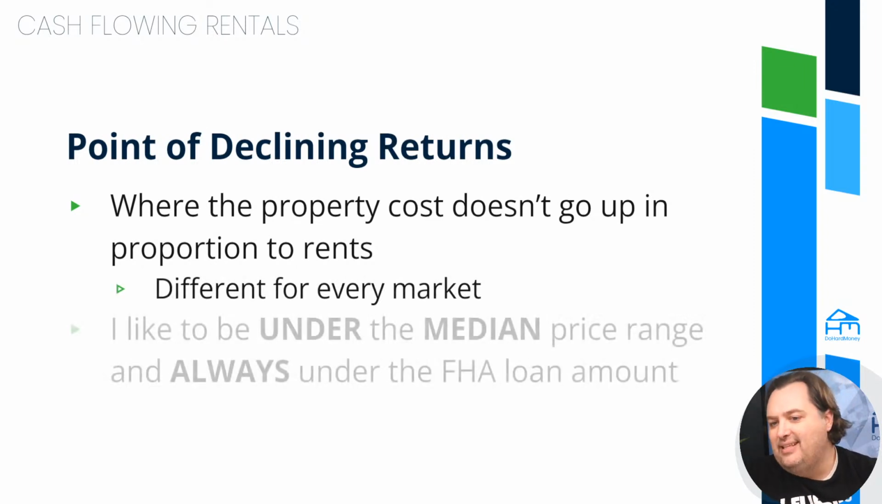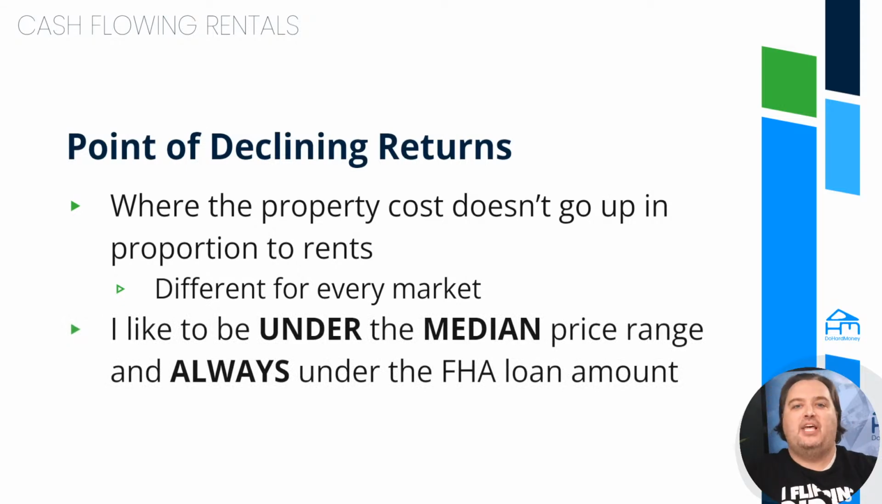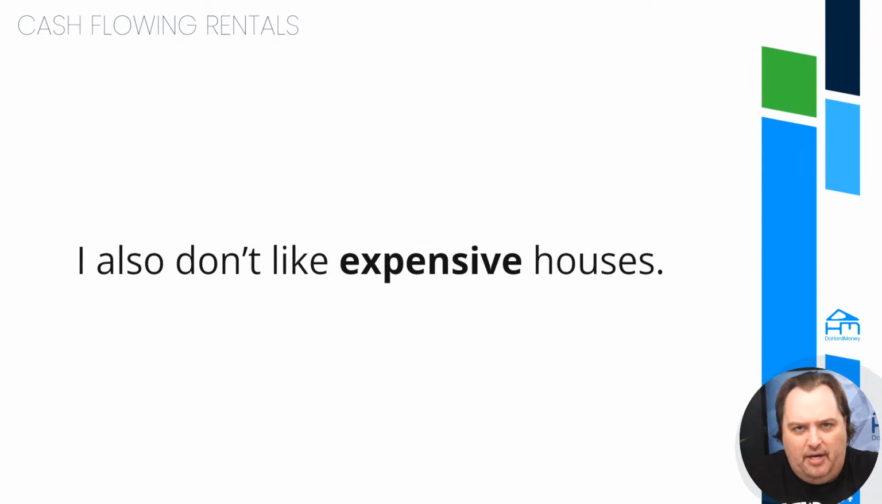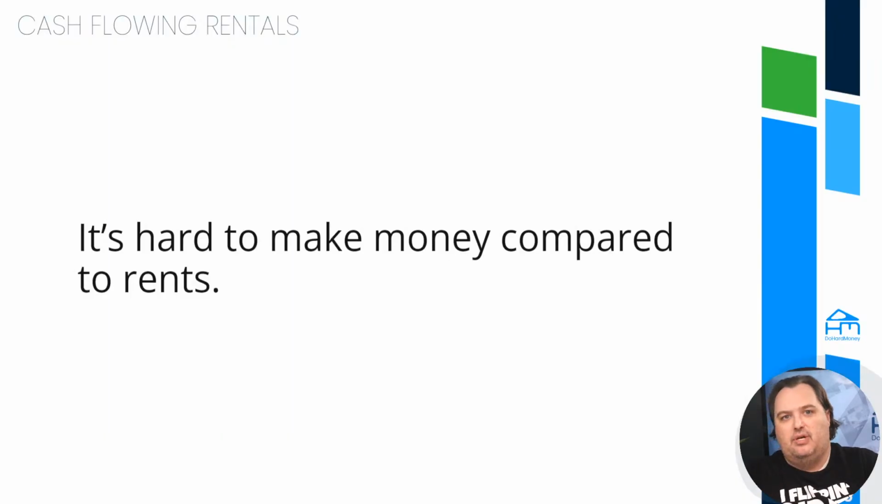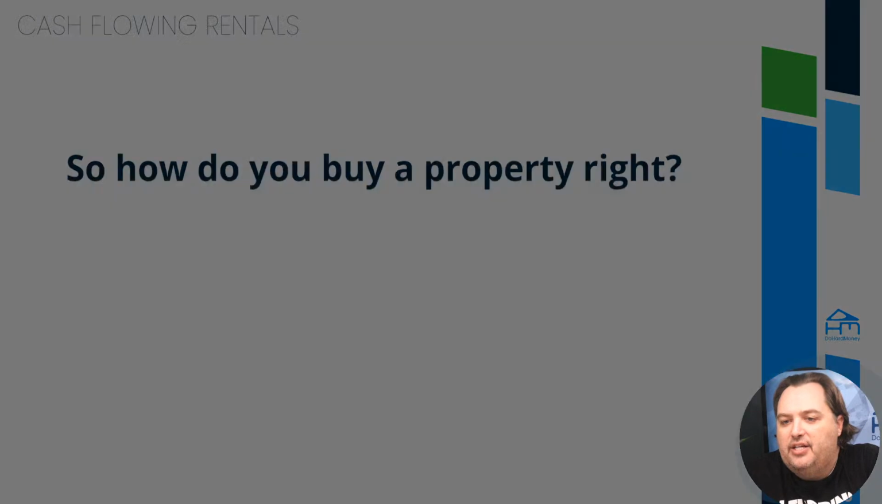One of the ways that you can do this, it's a little bit different in every single market, but I always like to be under one of the two. I like to be under the median price range for that county and always under the FHA loan amount. So how do you know that? You can just look in your county, type in your county and Google what's the FHA loan amount for single family house in whatever county you're in. It'll pop up, it'll take you to FHA and it'll say it's $350, it's $450, it's $475, it's whatever. I wanna always be under the FHA and somewhere around the median for that area. So I don't like expensive houses. It's hard to make money on expensive houses.